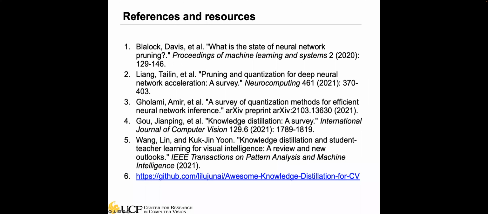Here are some of the resources I mentioned, mostly survey papers on quantization and knowledge distillation, and some existing code if you're interested in this field. All right, any questions?